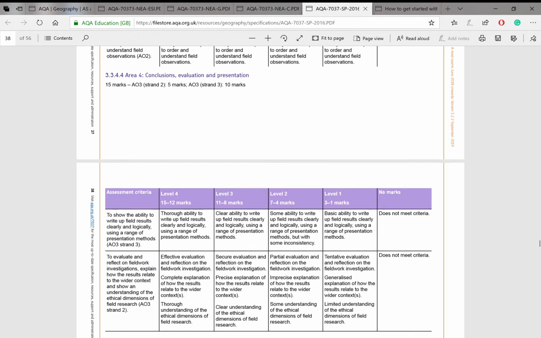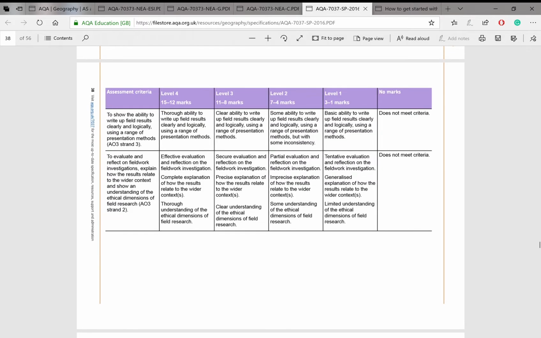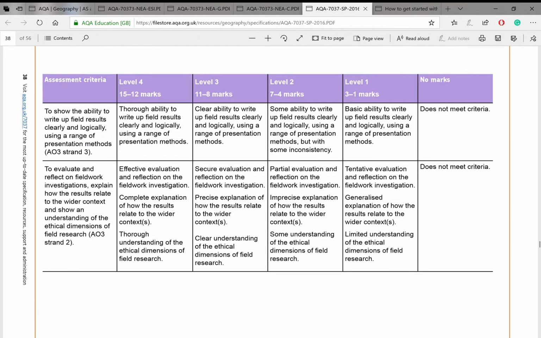This is the mark scheme that both your teachers and external moderators use to mark your NEA, and we're in area four, conclusions, evaluation and presentation. And this is the section here you want to be looking at. So really you want to be looking at the level threes and the level fours in terms of what to aim at. And the assessment criteria is to evaluate and reflect on fieldwork investigations, explain how the results relate to the wider context and show an understanding of the ethical dimensions of field research.